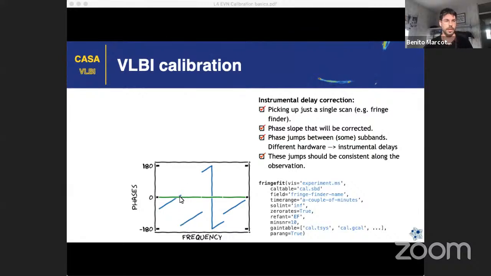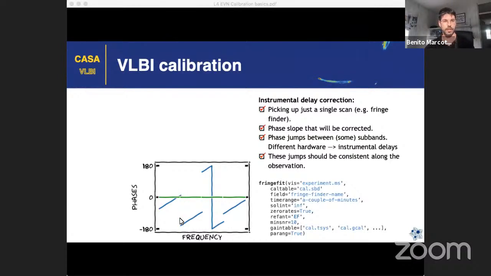So this means that these jumps are strictly instrumental, they are not affected by where in the sky you are pointing to, and should be completely constant in time, should be the same. And that means that you don't need to care about the time dependence on these ones, and you only want a strong source, the strongest one, because then you can have a much better signal to noise and you can fix for them and correct for them. And this is what we call the instrumental delay correction.